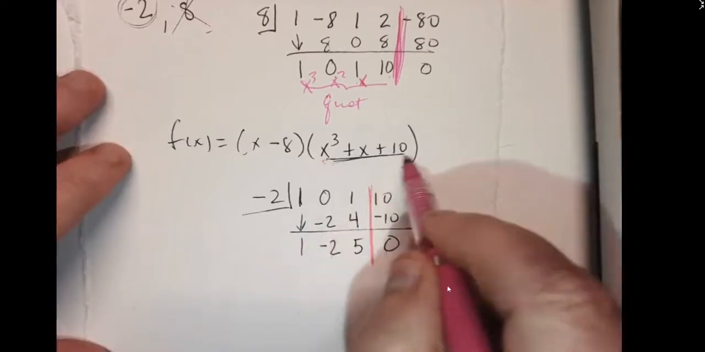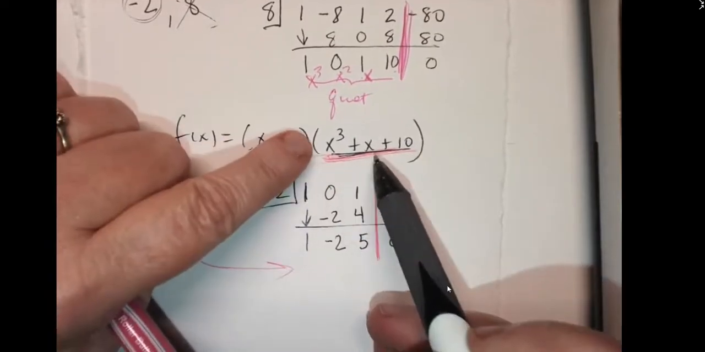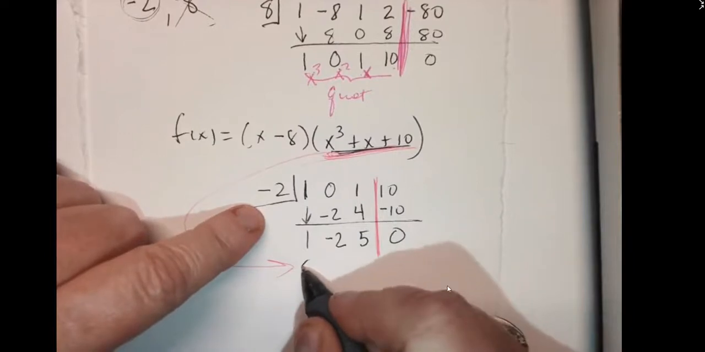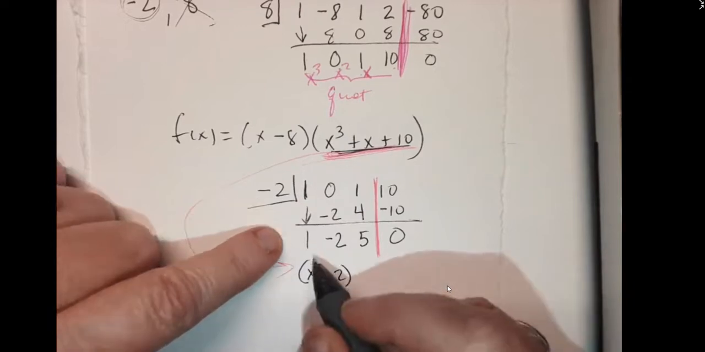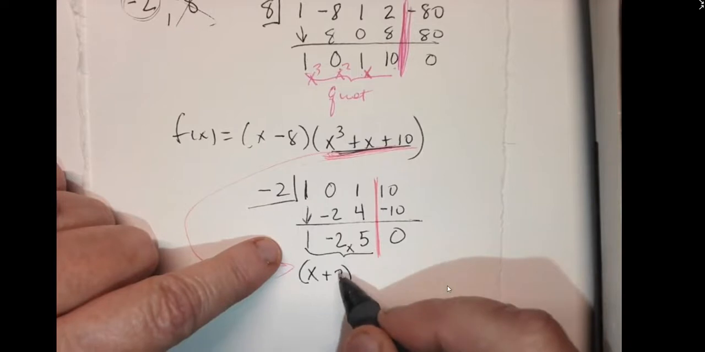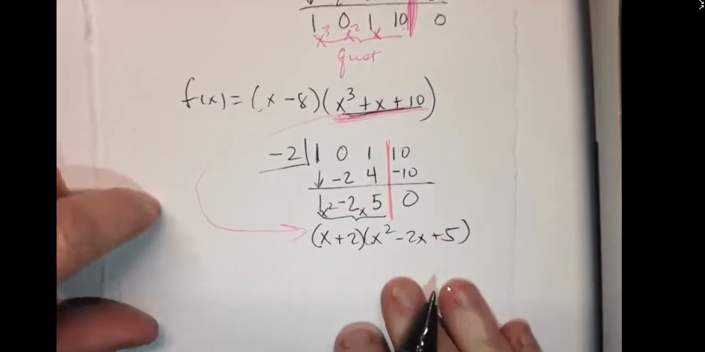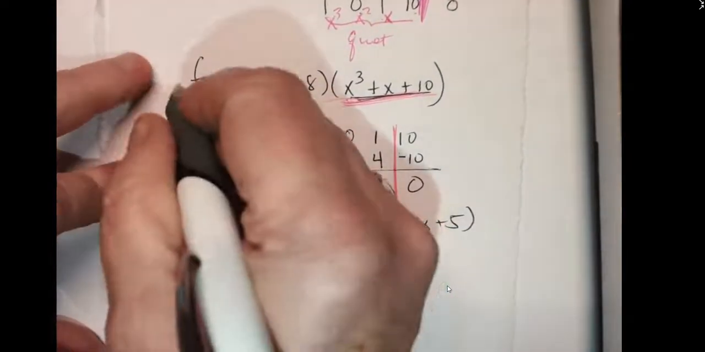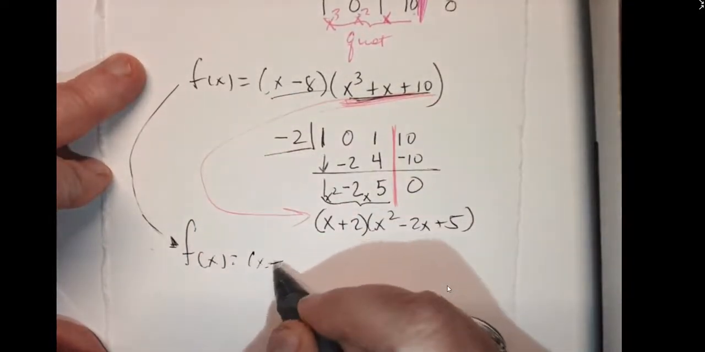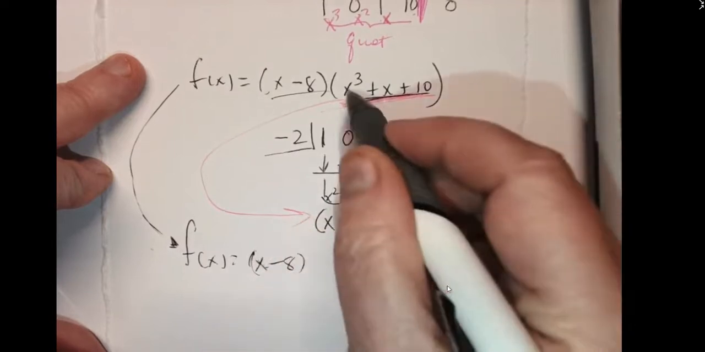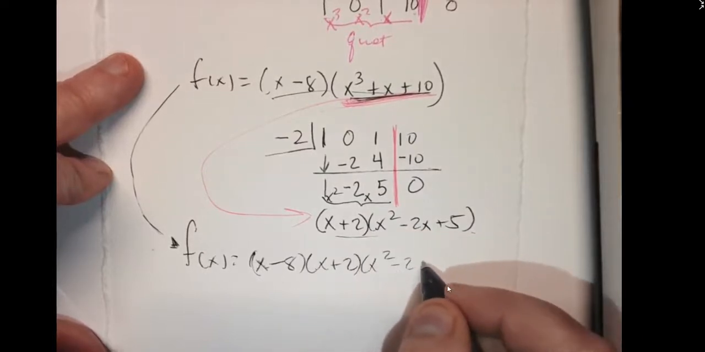And so again, now I can break this one down. And so x cubed plus x plus 10 is going to be equal to the divisor, x minus -2, times the quotient. So there's my constant, my coefficient for x, my coefficient for x squared. So after all of that, I can now write f of x as x minus 8 times x plus 2 times x squared minus 2x plus 5.